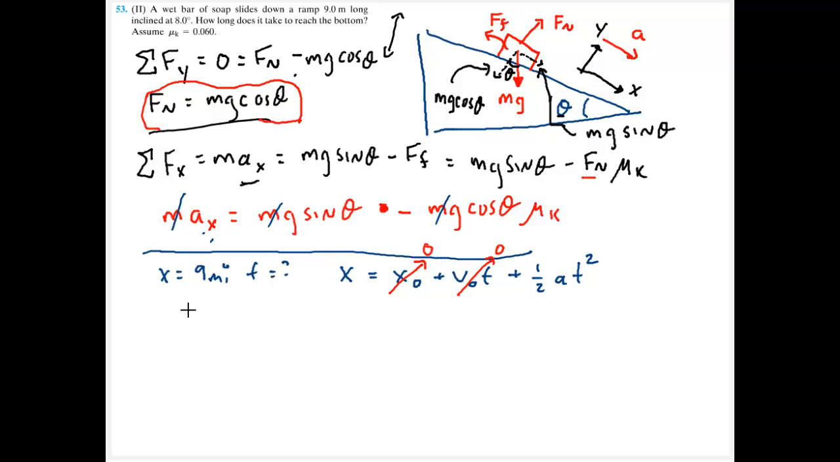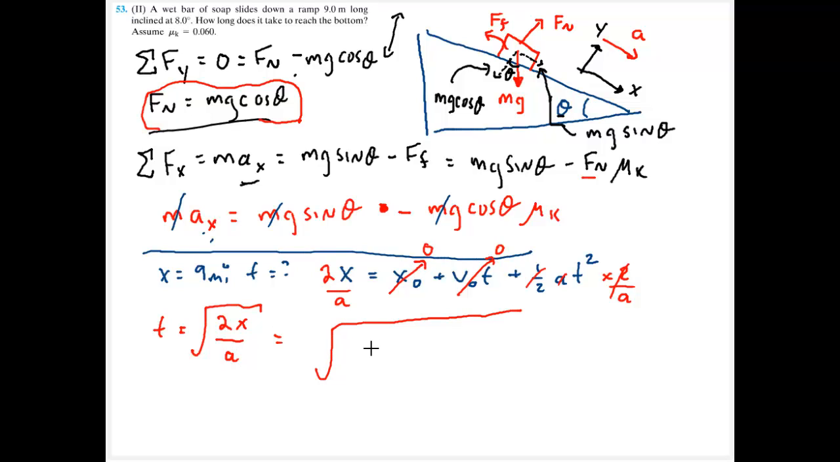And we're going to say, okay, now I know everything in this. I can solve for time. I'm going to multiply both sides by 2 and divide both sides by a. So 2 up there and an a down there. That's going to cancel out. Take the square root of both sides. So the time is going to be equal to the square root of 2 times the distance that it travels, 9 meters, divided by the acceleration.